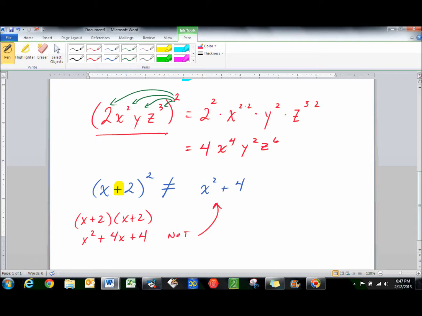So that is an extremely important part of understanding the difference of when to apply that property and when not to. So keep that in mind.